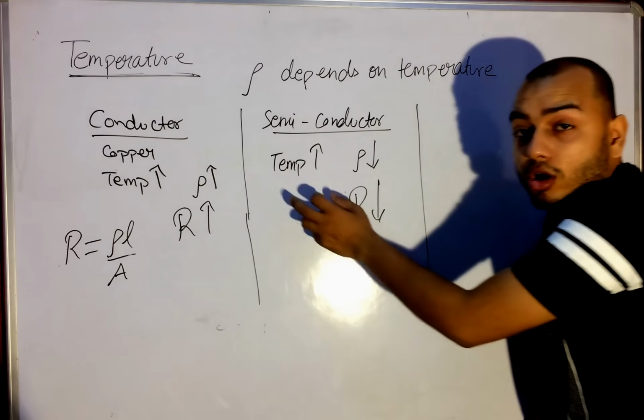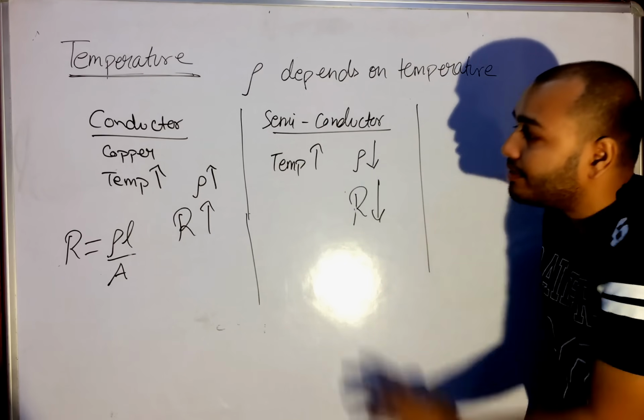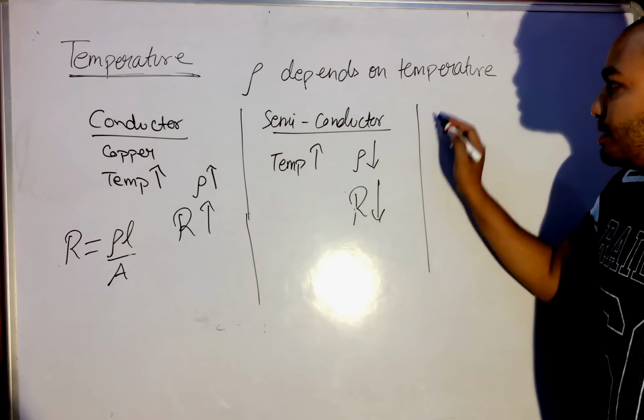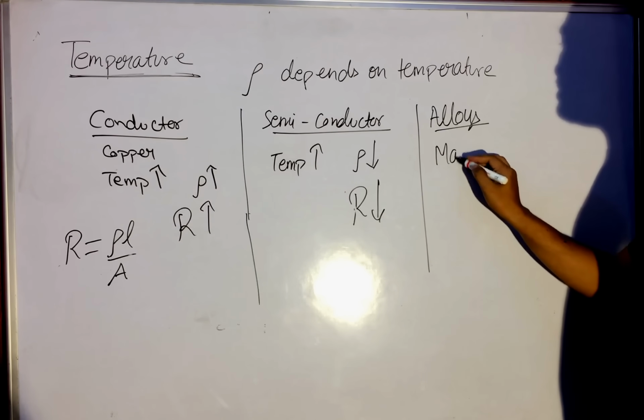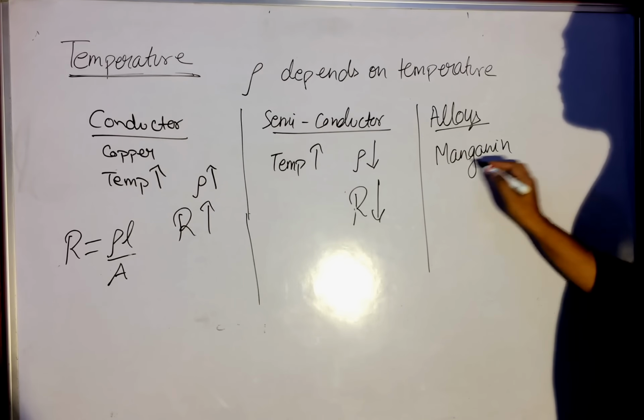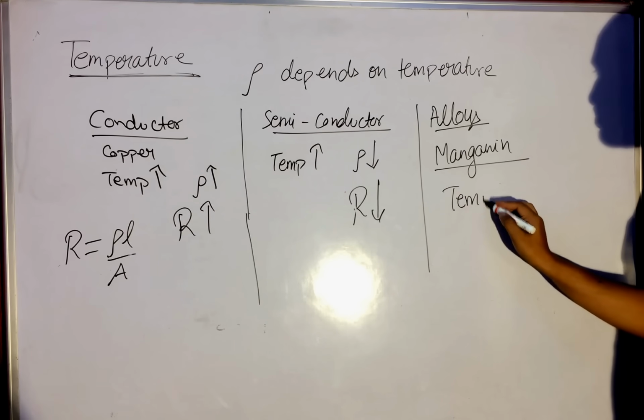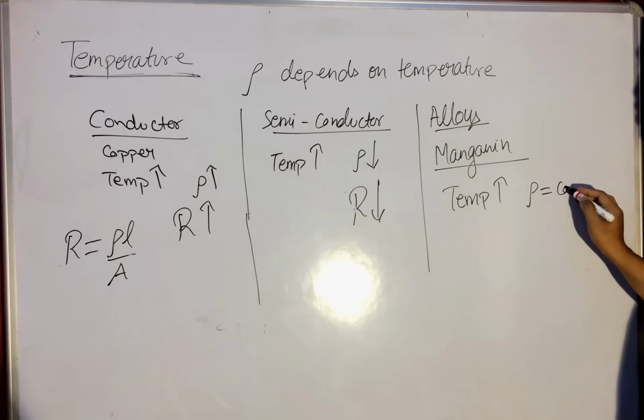But anyhow, on increasing temperature, resistivity decreases and resistance decreases for a semiconductor. And there are then some alloys like manganese. For manganese, if you increase temperature, resistivity remains constant.